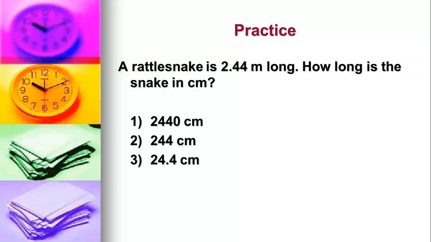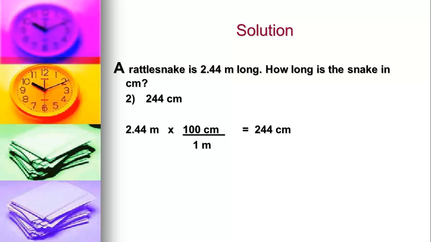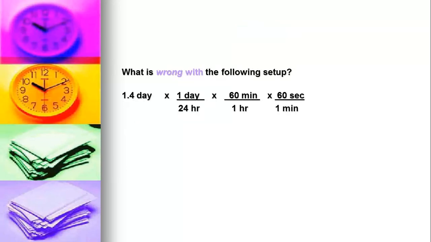Okay, so another practice problem. So a rattlesnake is 2.44 meter long. How long is the snake in centimeter? So simply, you just have to convert 2.44 into centimeter. So that is equals to 2.44 meters times 100 centimeter over 1 meter. Then cancel mo yung meter and then multiply mo yung 2.44 times 100. You will get 244 centimeter, and that is the choice number 2.